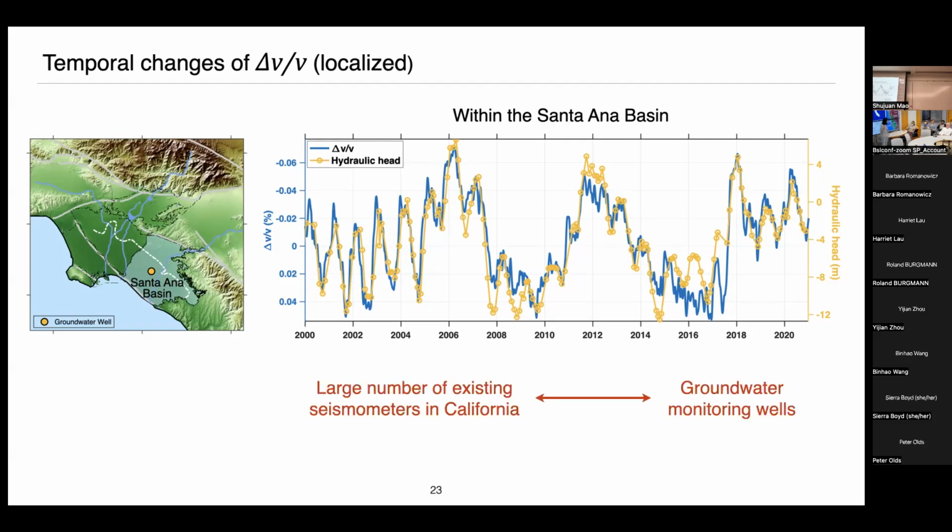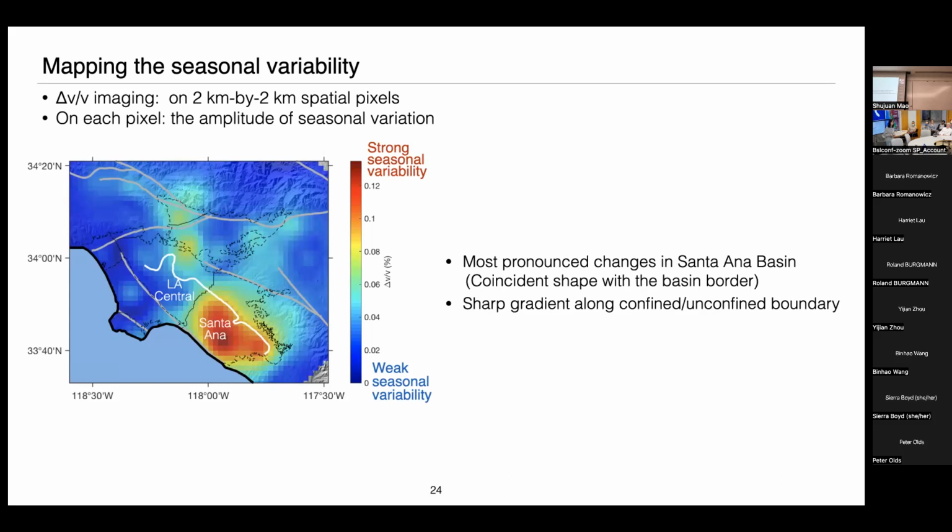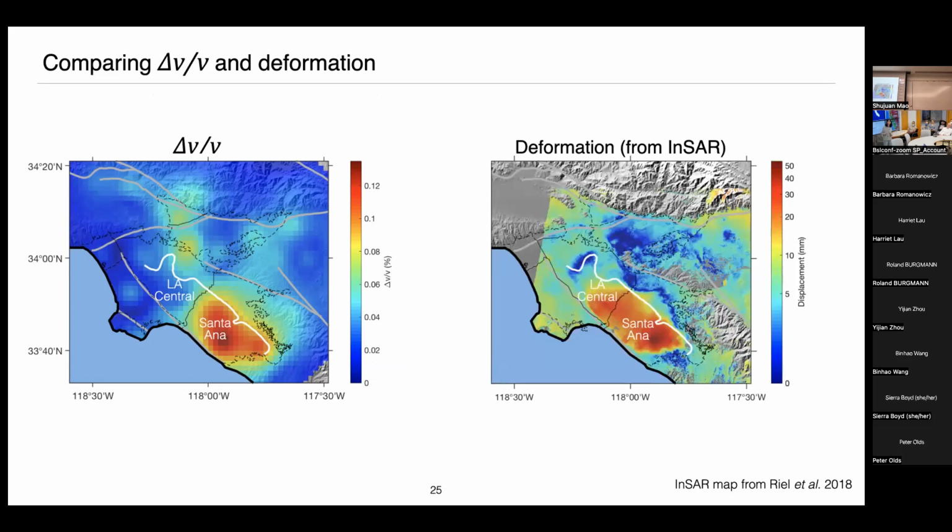Okay, so so far we've been looking at these temporal changes. Now I move on to spatial patterns. So first is this imaging of seasonal changes. We divide the study area into 2 kilometer by 2 kilometer pixels and calculate delta V over V at each pixel. On this map, the color at each pixel indicates the amplitude of seasonal variations of delta V over V at that pixel. You can see from this map that the dominant seasonal changes in reddish color concentrate in Santa Ana Basin, with the borders pretty consistent with the basin borders. We can also observe this very sharp gradient along the fault boundary, and the dominant changes concentrate on the confined side, which makes sense.